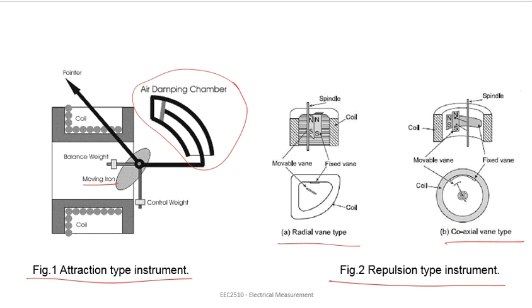Now there are two different designs in this repulsion type. One is called the radial vane, the other one is called the coaxial vane type. In the radial vane type, the vanes are radial strips of iron, and these strips are placed within the coil as we have just shown here. The fixed vane is attached to the coil and the movable one is attached to the spindle of the instrument. Whereas in the coaxial vane type, the fixed and the moving vanes are sections of coaxial cylinders. Again they are being shown here.